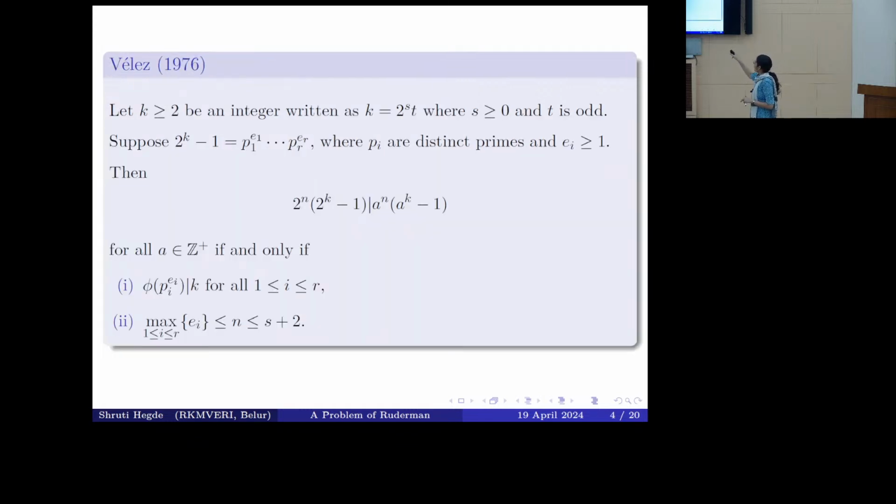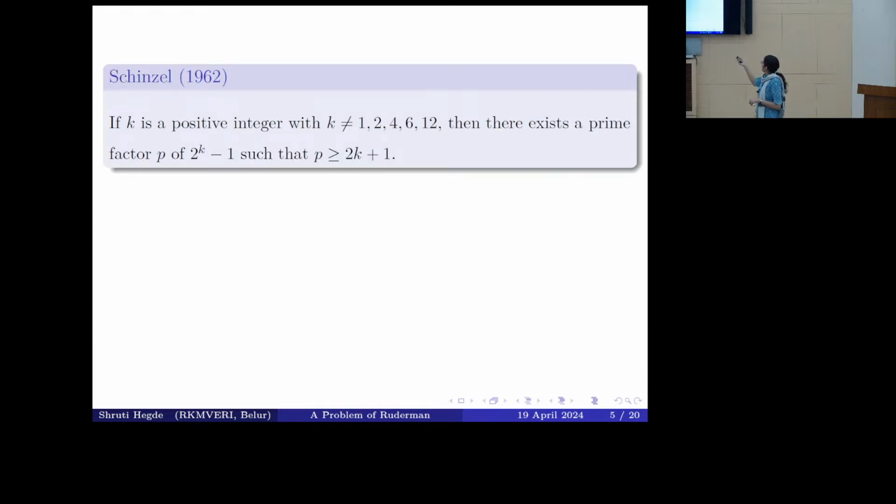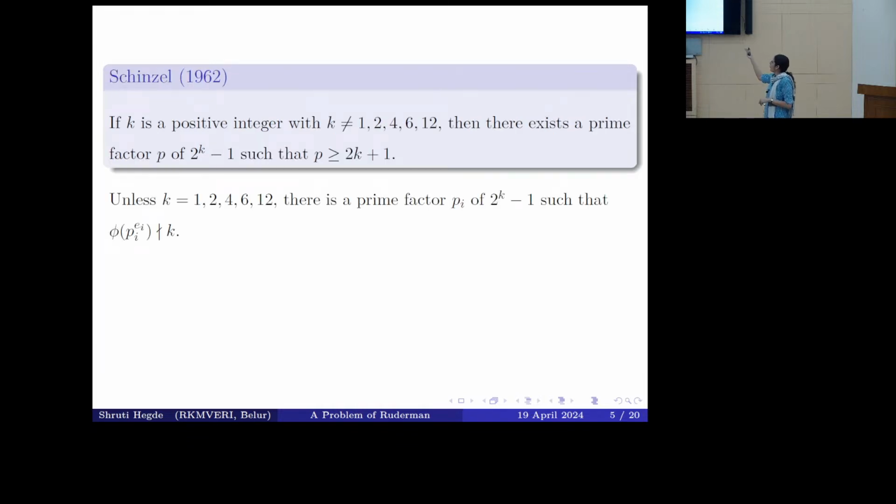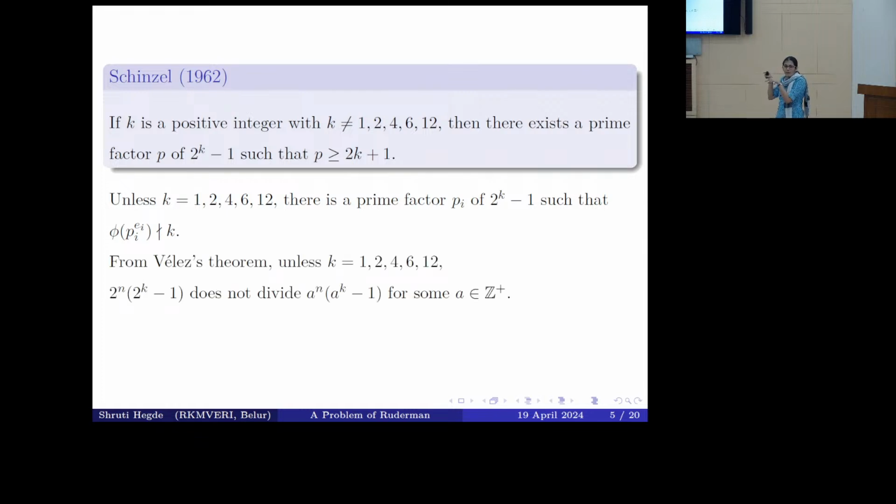For that prime factor here, the first condition will not hold, right? For the first condition to hold, p_i minus 1 must divide k. But if p_i is already greater than or equal to 2k plus 1, it cannot divide k. Therefore, if k is not equal to any of these, the first condition will not hold. That means the second relation of that Ruderman problem will not be satisfied.